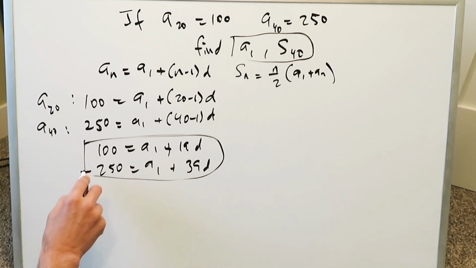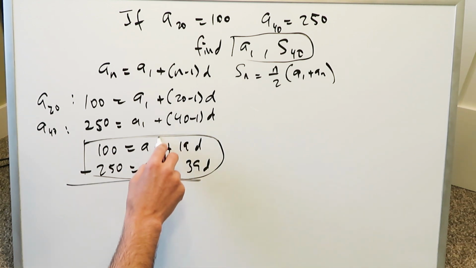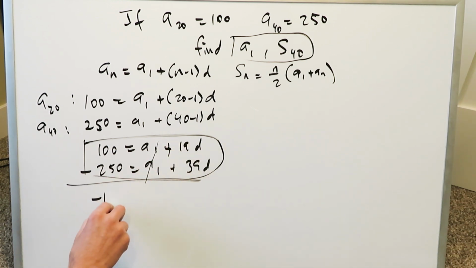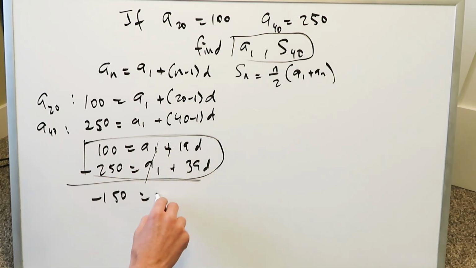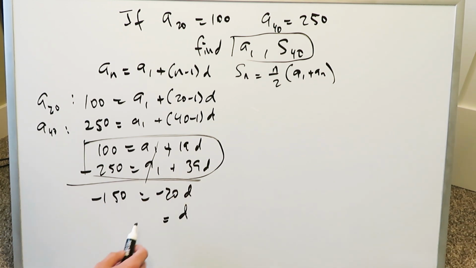Using elimination, if you were to subtract, you could easily cancel out a1 right here. You'd have minus 150 is equal to minus 20d. Here d would equal 150 divided by 20. The negatives would cancel out. You'd have 7.5. So each number is 7.5 in distance from the one before or the one after. That's your common difference. You would take this value here, 7.5, and plug it into any of these.